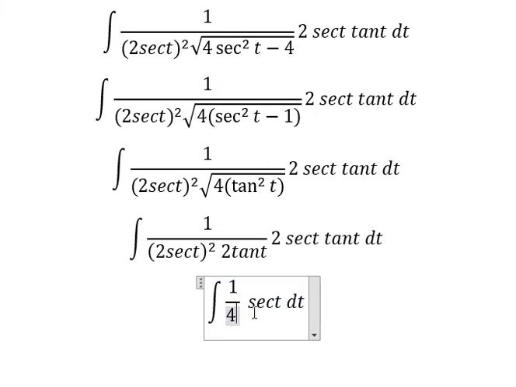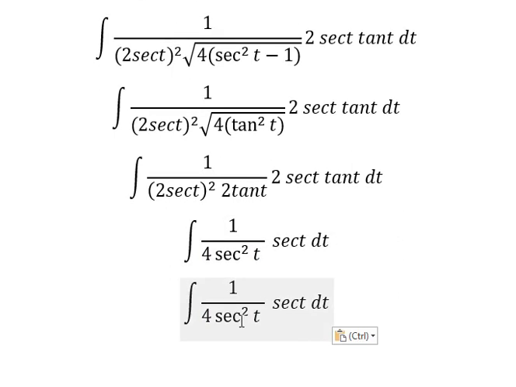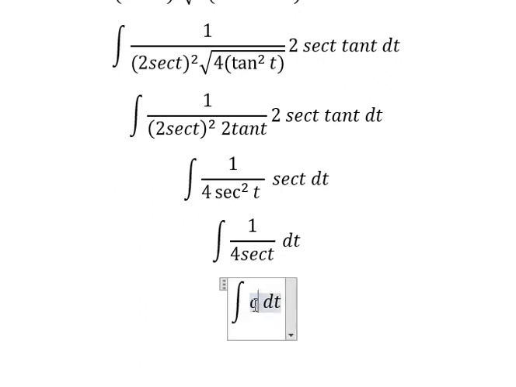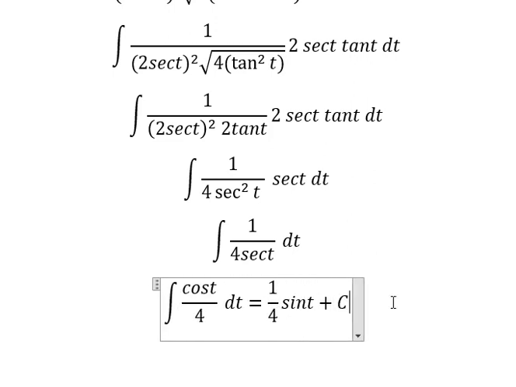This one you get 4 secant of t square. Secant of t, we can simplify. And this one you get cosine t over number 4. The integration of cosine t, you get sine t. And we put plus c.